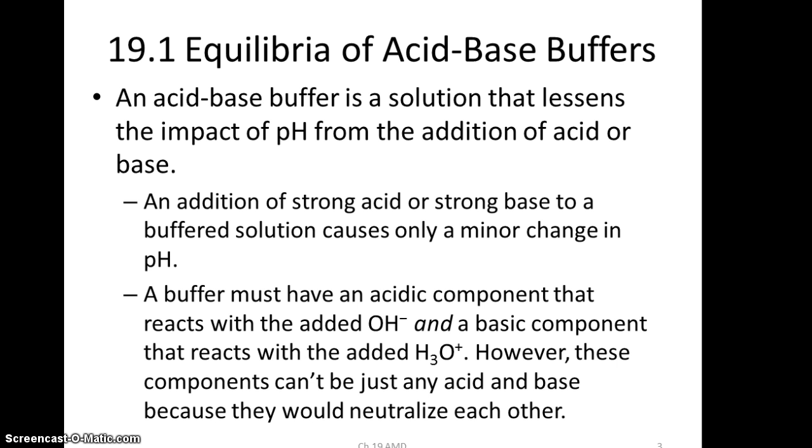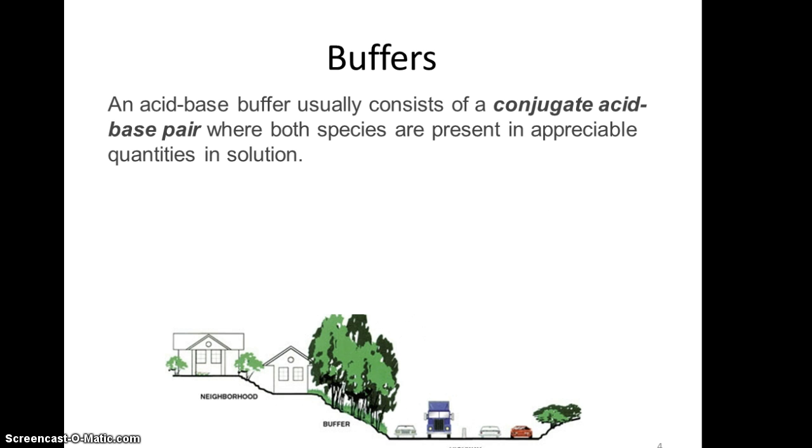Okay. So a buffer has to have an acidic component and a basic component, because what we need is this acid and conjugate base, or base and conjugate acid. When we add a strong base or a strong acid, it needs to compensate. But we can't just have any acid or base because they would neutralize each other. So that's why we have to have that conjugate acid-base pair.